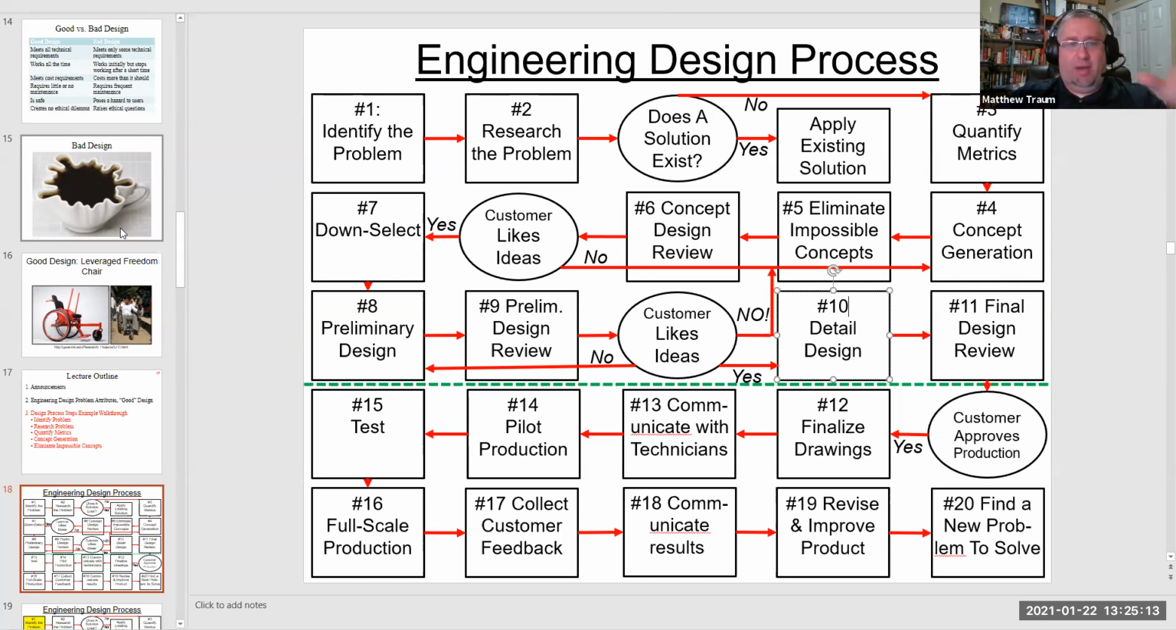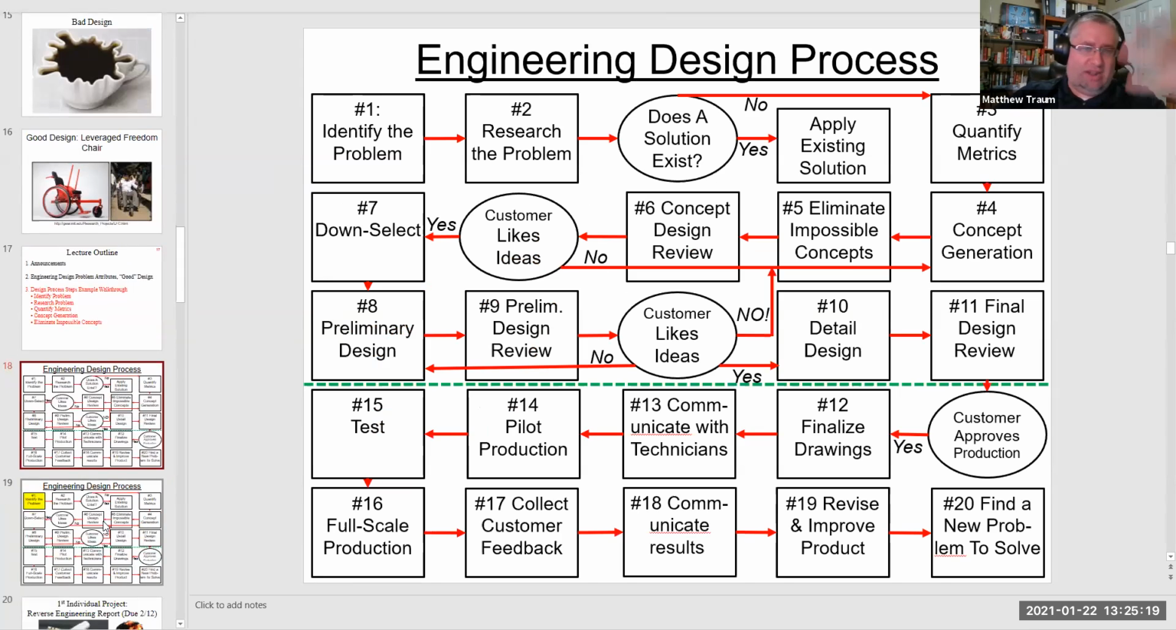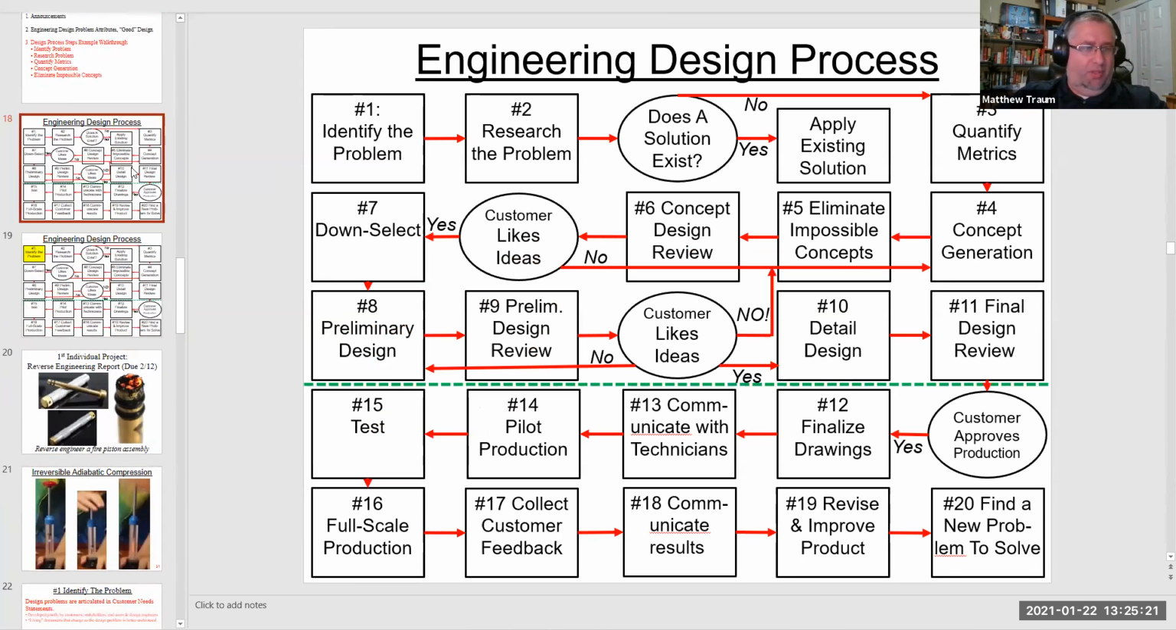And so I'm not going to talk about all of those things today, but what I do want to do is just walk through the first 5 steps of this process, which you guys have seen before, both in my introductory lecture and of course in DML. So the first step is to identify the problem.